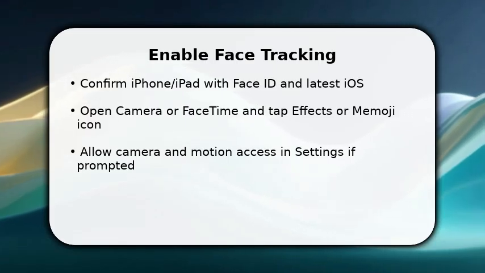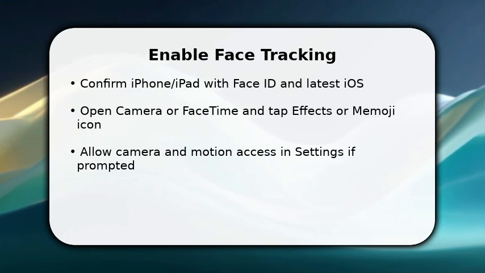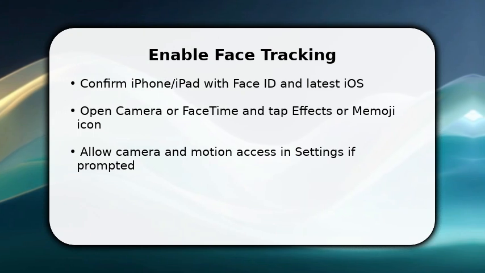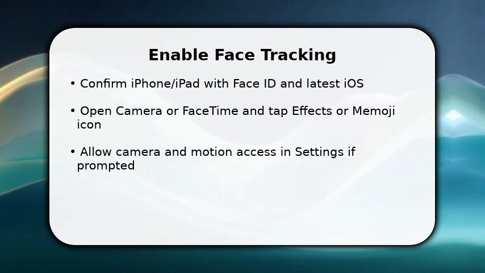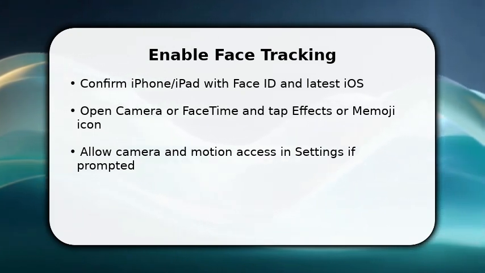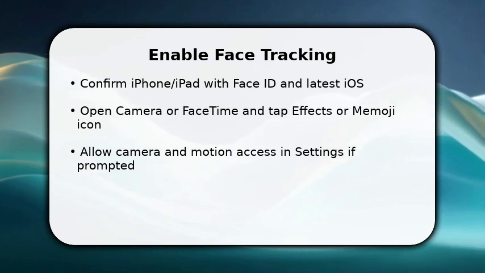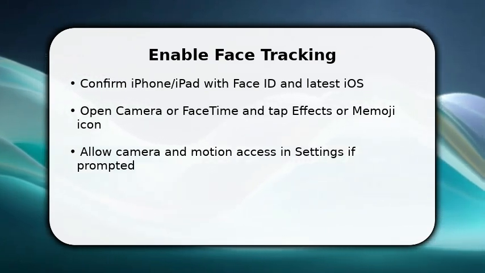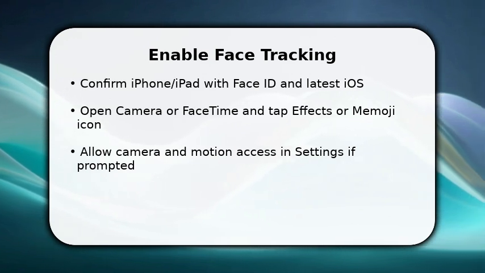You'll start by confirming requirements: a Face ID device and the latest iOS so the camera can map your face. Open Camera or FaceTime and tap the Effects or Memoji icon to access Memoji stickers and live avatars. You do this because real-time tracking needs depth sensors and motion data. Once done, pick or create a Memoji model.